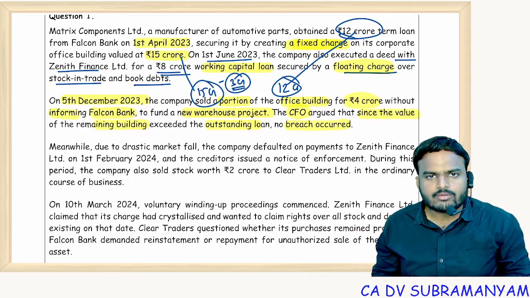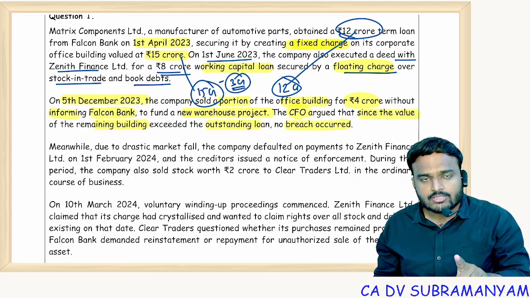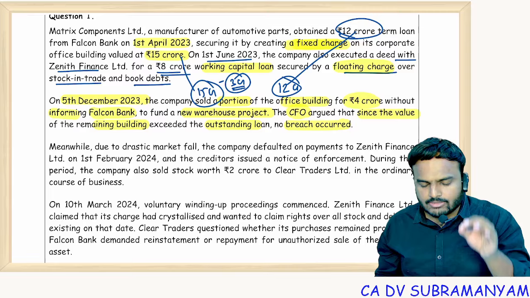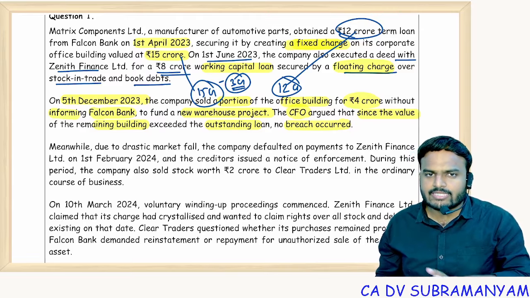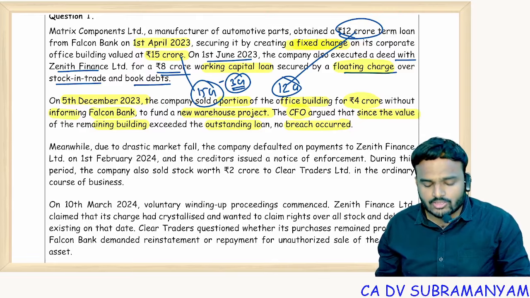But if you remember, what is a fixed charge? Tell me, is the borrower free to deal with the property, or without the consent of the charge holder, can he sell the property? No. Floating charge allowed, fixed charge not allowed.